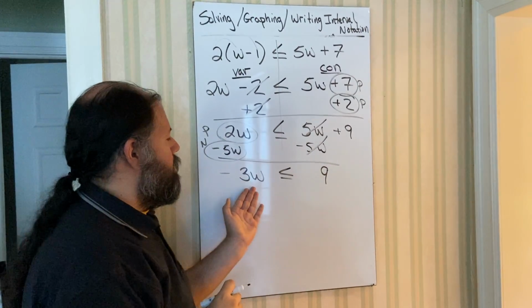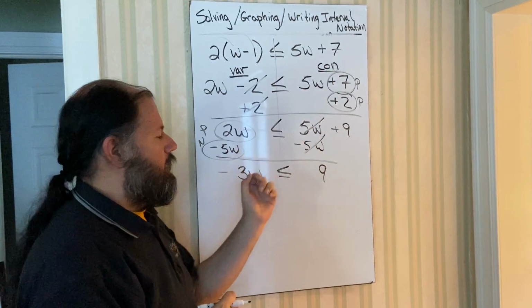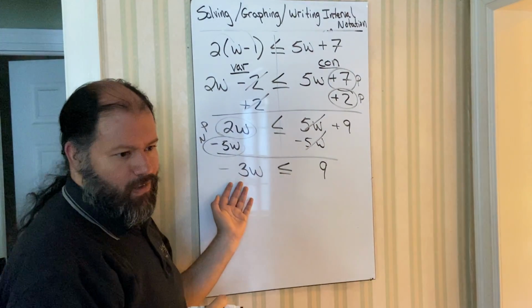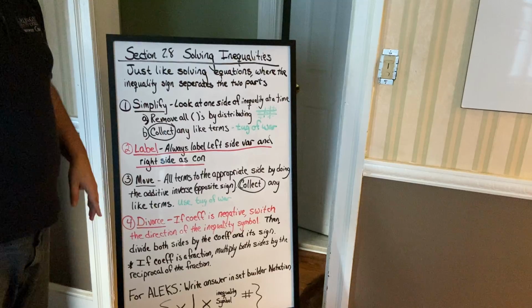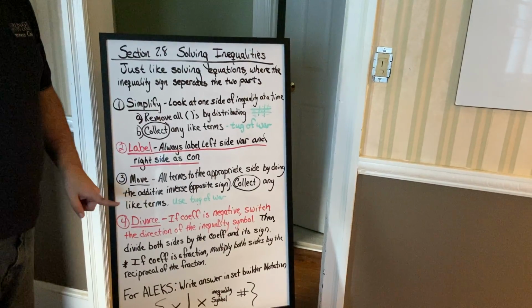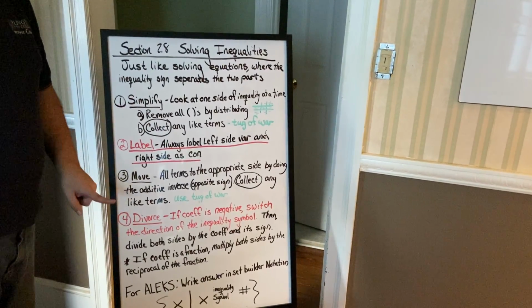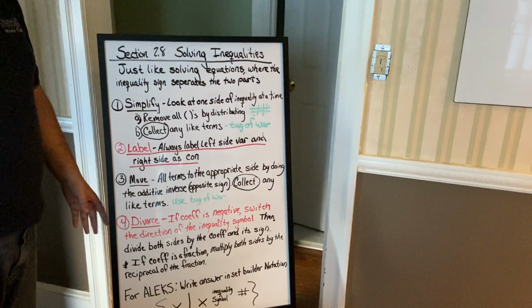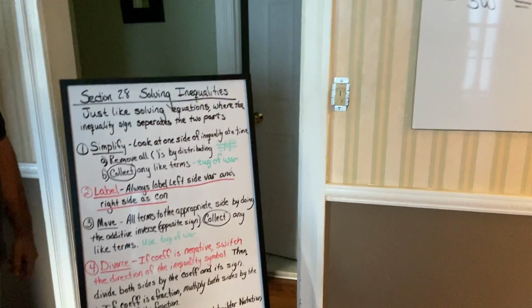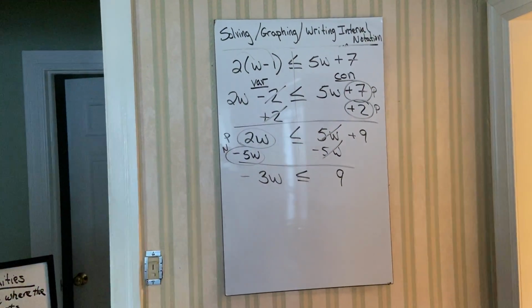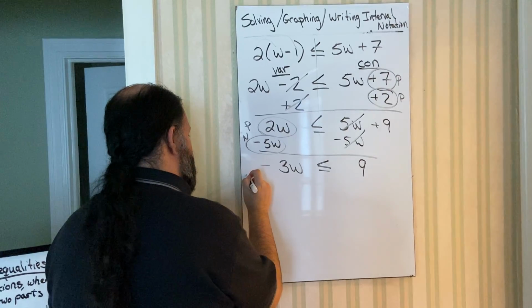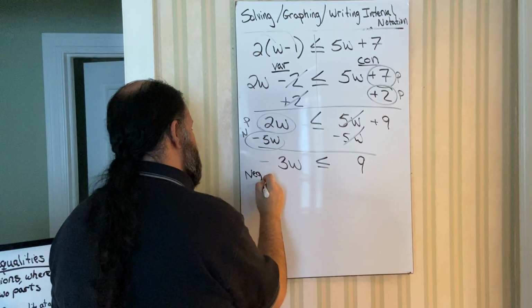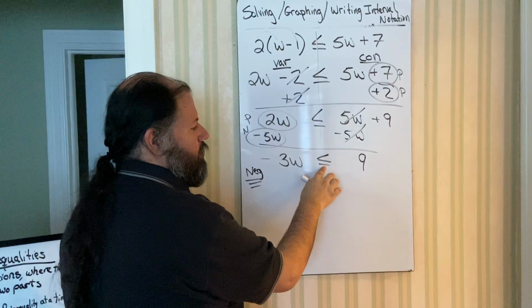So now that I got my variables on the variable side, constant on the constant side, now I can get rid of the coefficient. But before I actually get rid of the coefficient, remember, a lot of people forget this one important step. Gotta look at the coefficient. Is it negative? If it's negative, switch the direction of the inequality symbol. So you gotta remember, we didn't do this for equations, but we're gonna do it here for inequalities. Negative, which means we have to switch this.